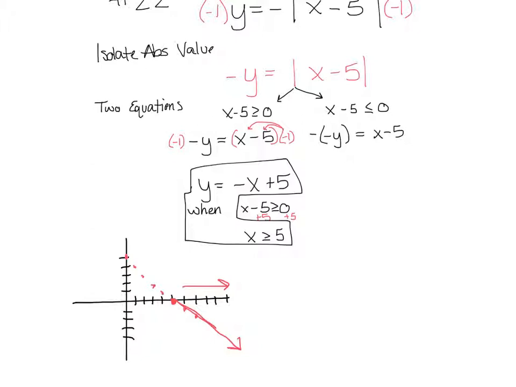Okay, so we got half of it. Let's get the other half. So for the other half, just get this down to y equals, and then that'll be when x is less than or equal to 5. So it'll be everything to the left of 5.